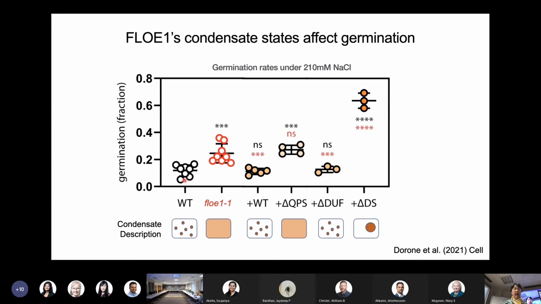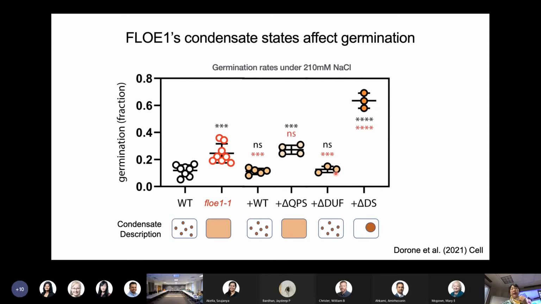In wild type, under high salt, they don't germinate very well, only 20%, 15% or something. The flow one knockout mutants germinate much, much better, significantly better than wild type. When you put back the wild type copy into the null allele background, you get the same phenotype as wild type. It's complemented. When you get rid of this granule formation by removing the QPS domain, the phenotype is kind of like the null allele. Okay, so they germinate better.